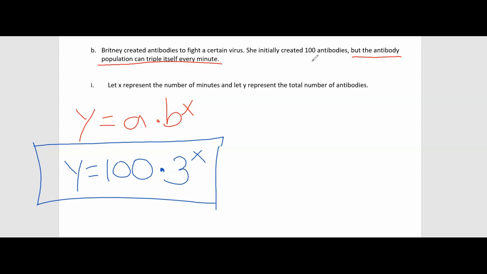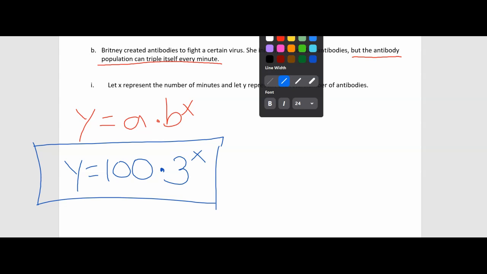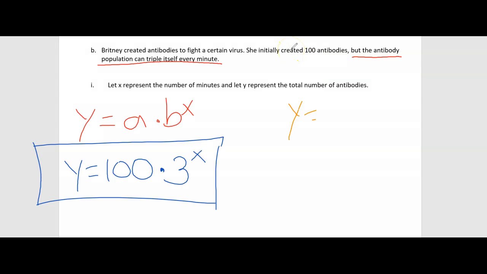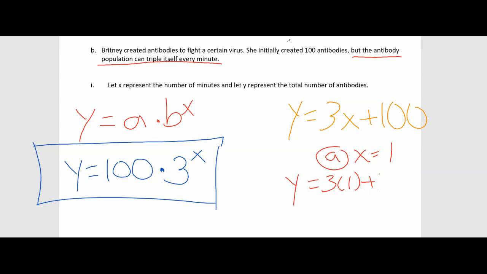If you're trying to think about, well, why isn't this linear? Maybe you were thinking, well, this could have been y equals 3x plus 100. Why doesn't that work? Well, let's think. After 1 minute, if the number of antibodies triples every minute, there should be 300 antibodies, right? Well, if I substitute in 1 for x here, at x equals 1, I get y is equal to 3 times 1 plus 100. Then 3 plus 100 is just 103.